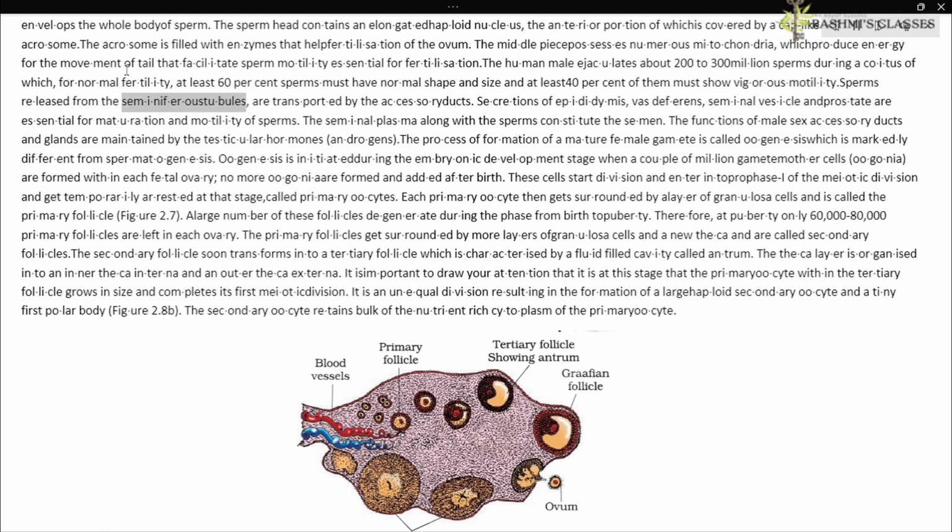Sperms released from the seminiferous tubules are transported by the accessory ducts. Secretions of epididymis, vas deferens, seminal vesicle and prostate are essential for maturation and motility of sperms. The seminal plasma along with the sperms constitute the semen. The functions of sex accessory ducts and glands are maintained by the testicular hormones, androgens.